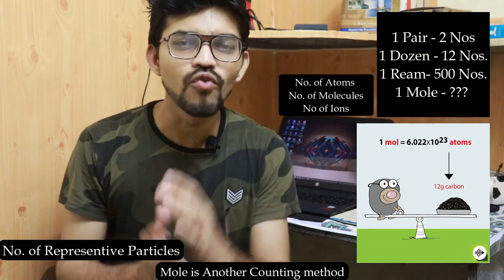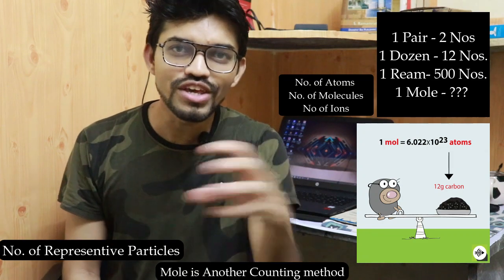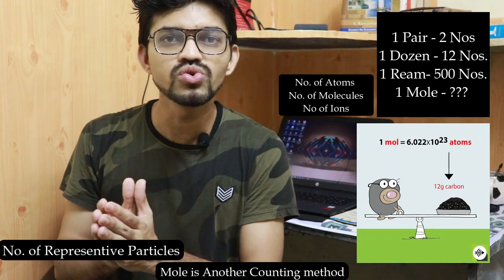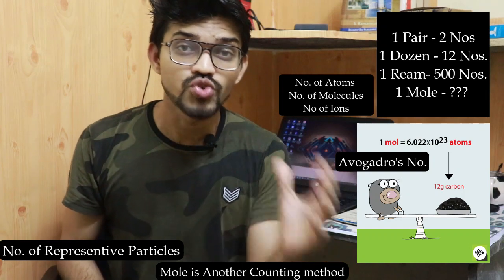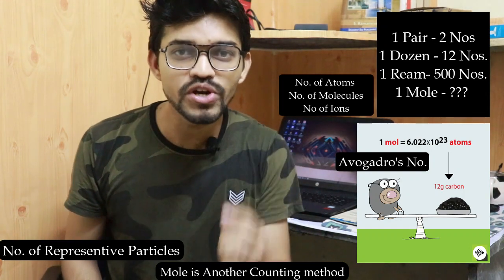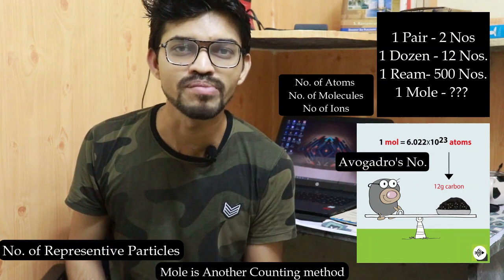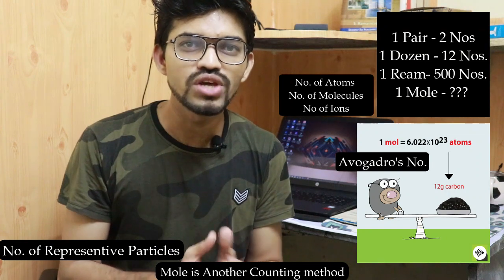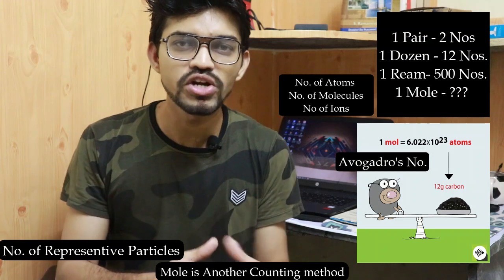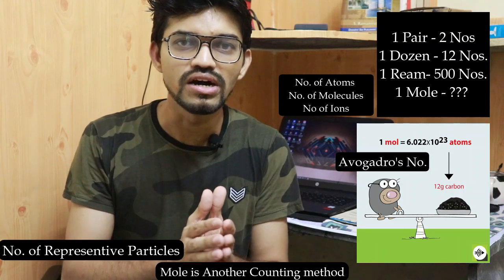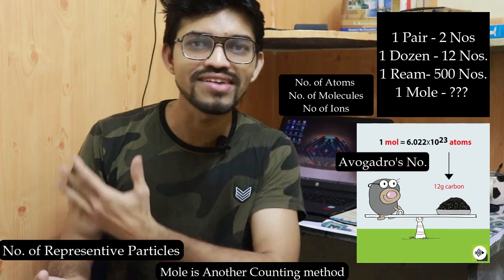So guys, why this 6.02 into 10 raised to 23? This 6.02 into 10 raised to 23 is considered as Avogadro's number. So we have to remember that this particular number 6.02 into 10 raised to 23 is nothing but Avogadro's number. Avogadro was a scientist, and in honor of that scientist, that particular number is used as a standard in chemistry and thermodynamics.